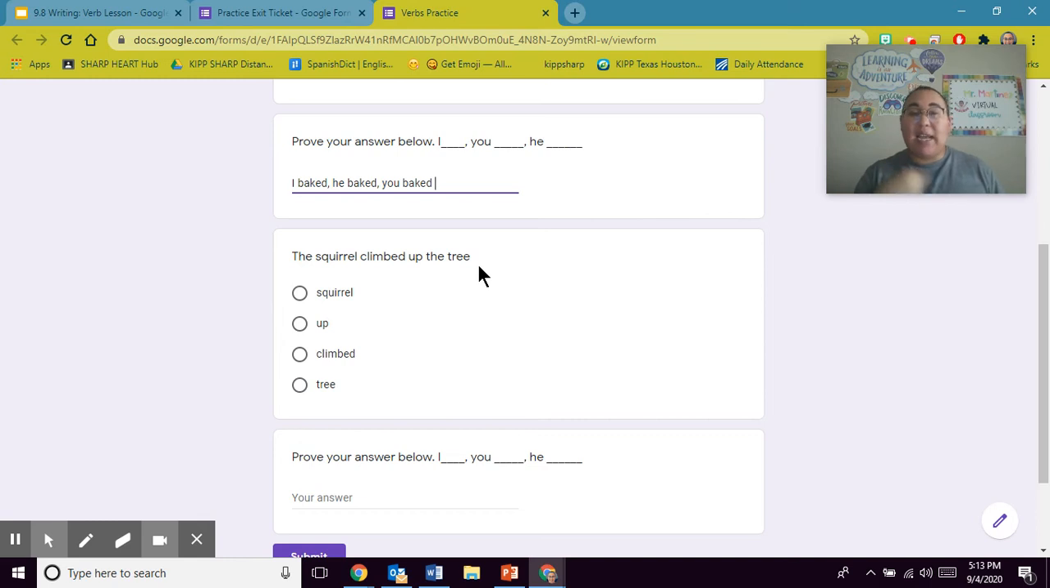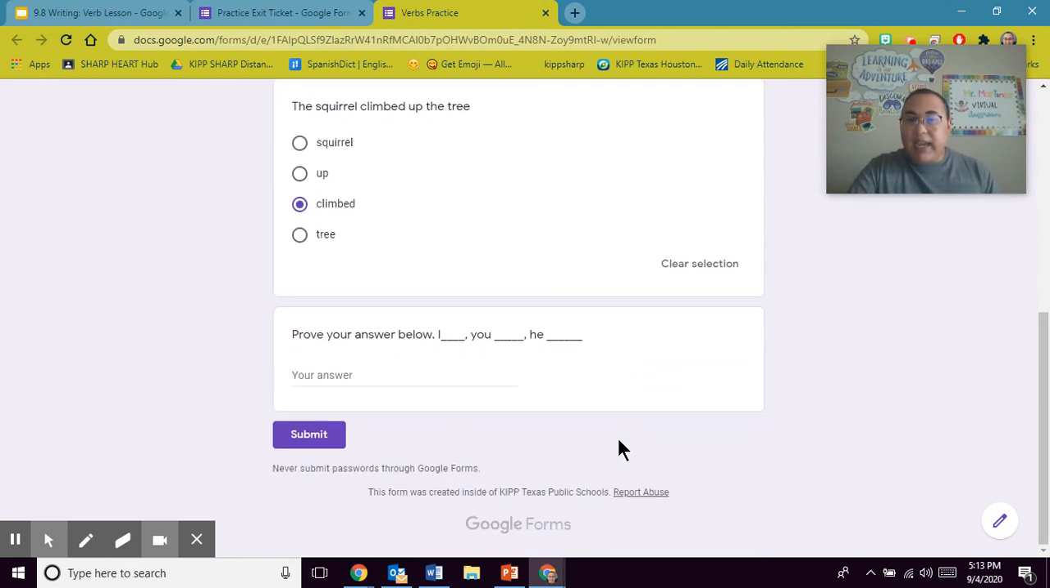Climbed. I climbed, you climbed, he climbed. Does that show an action? Yes. I tree, you tree, he tree. Does that show an action? No. So what is my action verb? If you said climbed, you're correct. And how can I prove it? I can prove it with any one of these sentences. I'm going to choose you climbed. That's how I proved my answer.